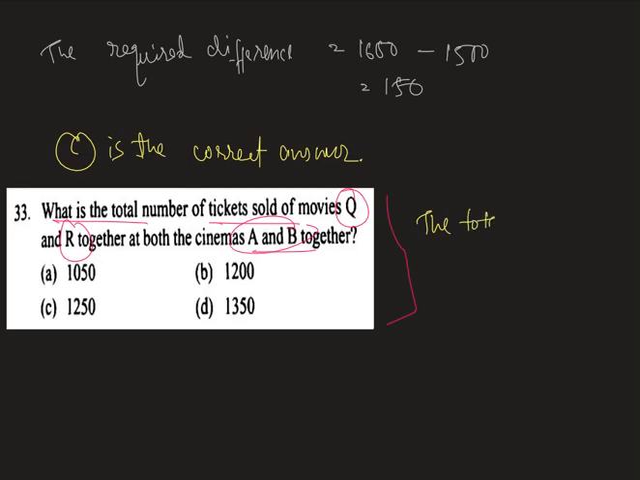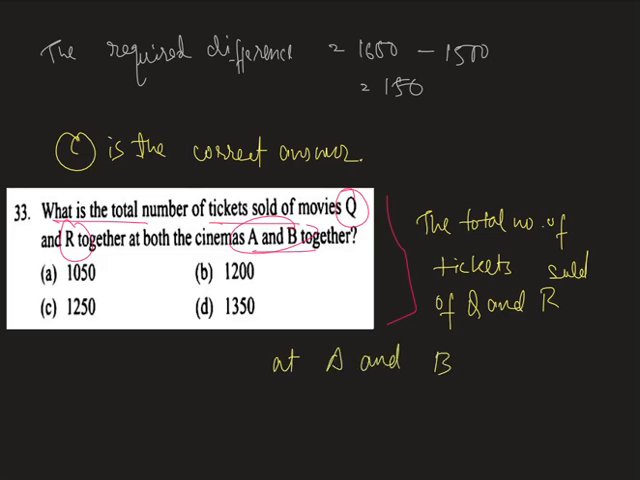Therefore the total number of tickets sold of Q and R at A and B is equal to 350 plus 250 plus 400 plus 350, which results in 1350 tickets. Therefore the correct option is option D.